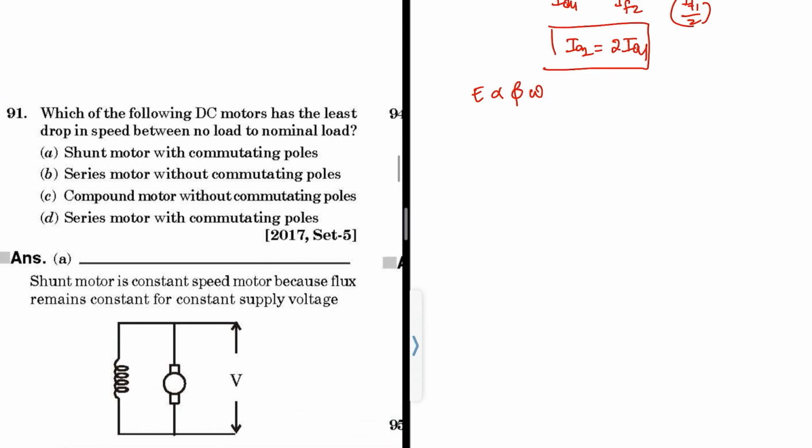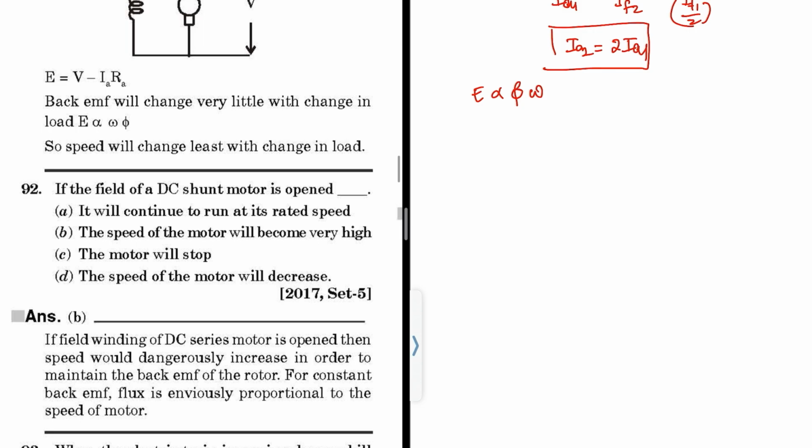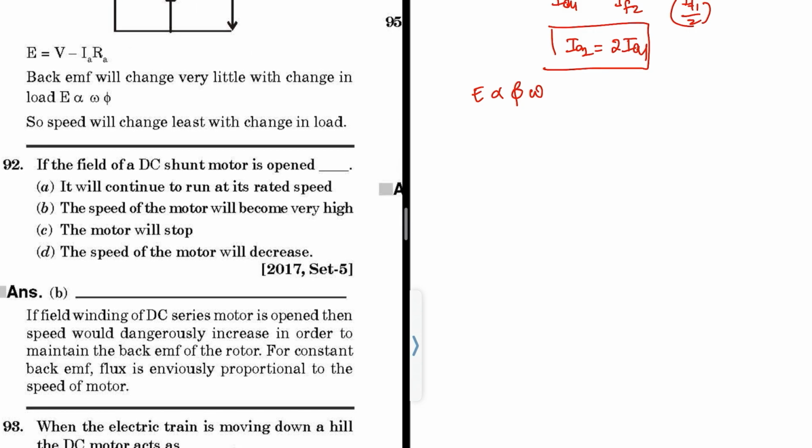Which of the following DC motors has the least drop in speed between no load and nominal load? Generally, we know that the shunt motor is called a constant speed motor. So there is almost no drop in the speed. So we can say shunt motor. Next question, 92. If the field of a DC shunt motor is open.